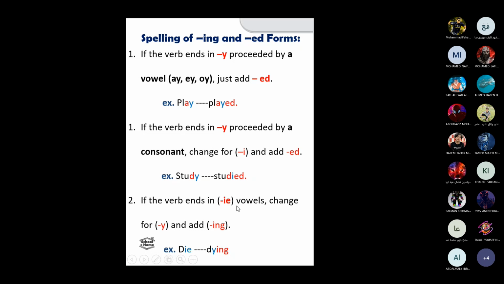Rule number seven, if the verb ends in ie, it changes to y and add ing. Die has ie, in that case, change the ie into y and add ing, so it will be dying. So these are around seven rules for the spelling of the word when you want to add ed or ing at the end of it, okay? These are the spelling rules for adding ing or ed. And you have to study and memorize these rules very well, guys, and the spelling especially.